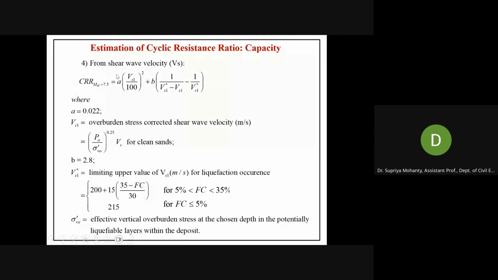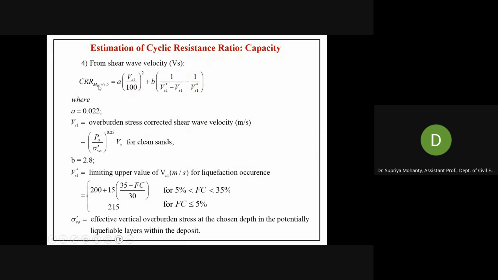The fourth method, the last method for CRR 7.5 calculation, is the shear velocity measurement. For measuring shear velocity you also need to perform advanced testing. You can go for seismic downhole or seismic crosshole tests to get the depth-wise VS information. It is a highly advanced test, so the chance of error is less in shear velocity measurement. That's why the correction factors are less here as compared to the SPT, CPT, and DMT based.